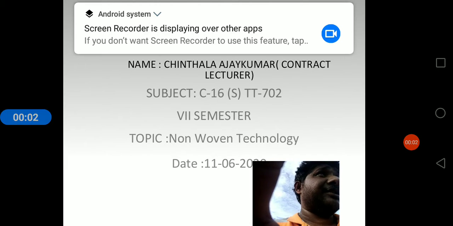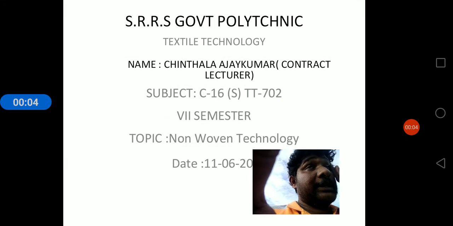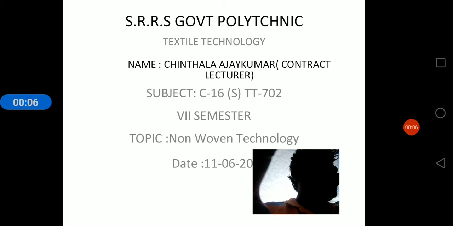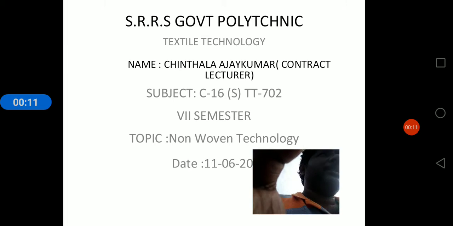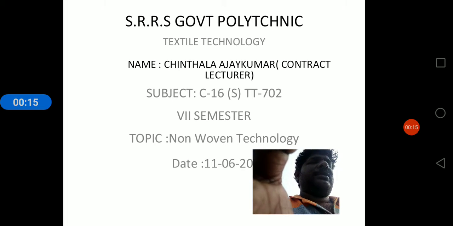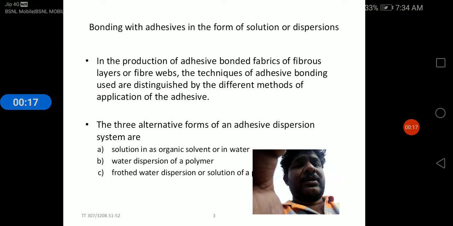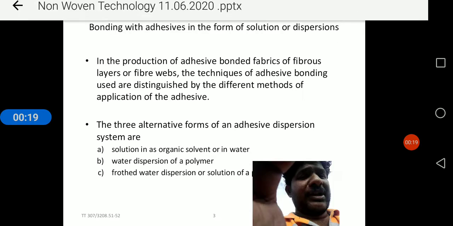are used in the non-woven type of fabrics. There are totally four bonding techniques also used in the non-woven fabric. One is chemical bonding, thermal bonding, adhesive bonding, and another bonding. Today we will discuss the bonding systems.